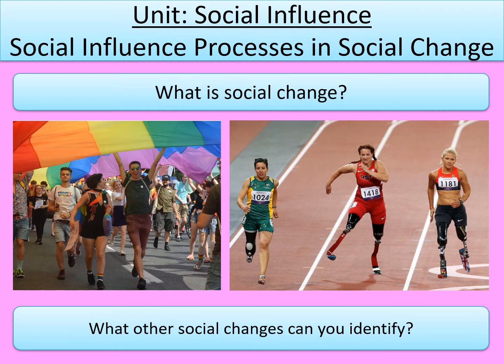So we're looking at how to achieve social change. What are the social influence processes to achieve social change? First of all, you need to know what social change is. Social change is where we see shifts in attitudes and behaviours and laws to do with particular issues in society, where a culture and a society starts behaving differently to do with a certain group of people or a particular issue.